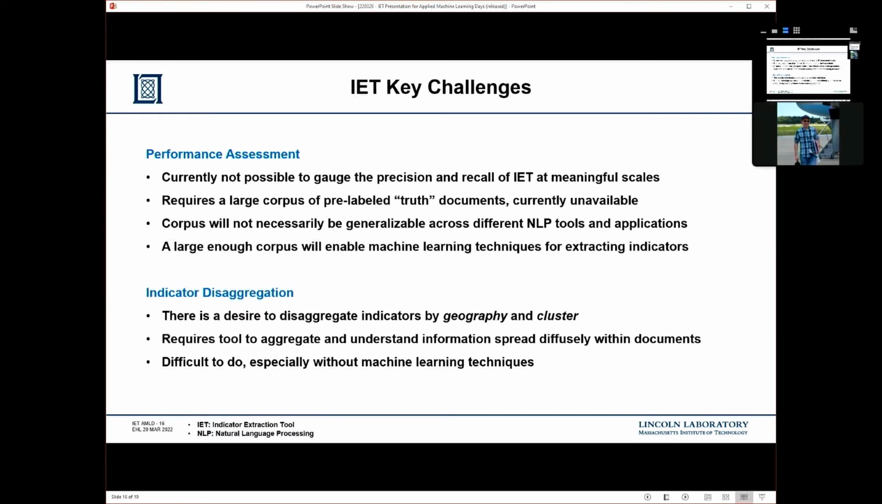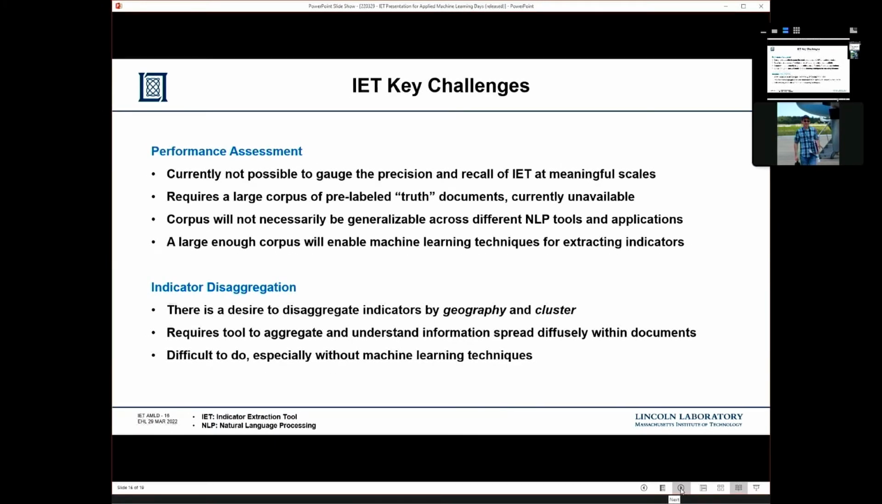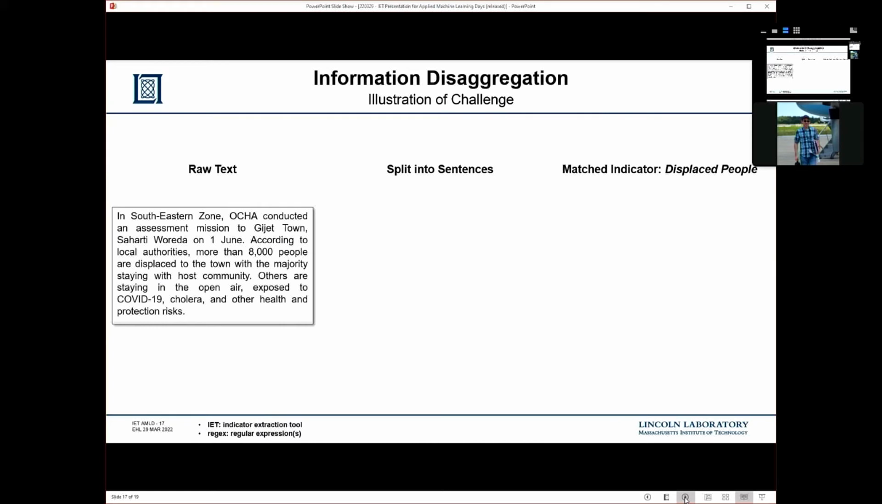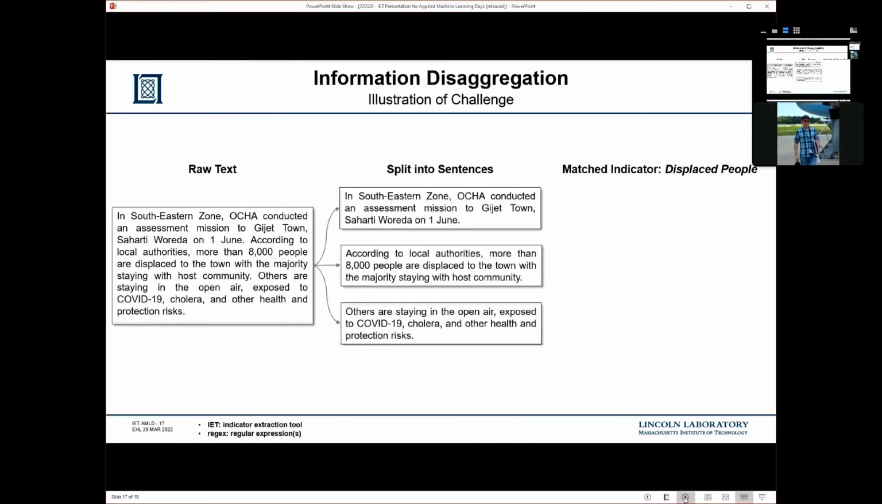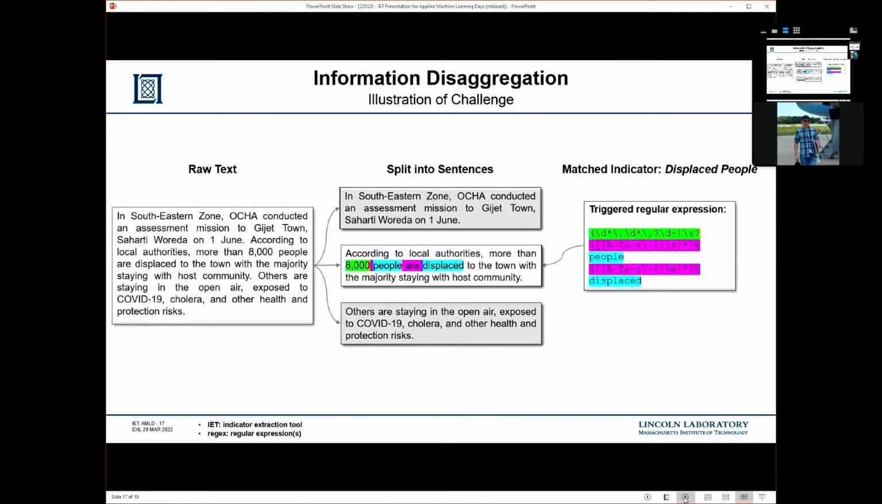The other thing that we would like to be able to do, but is currently difficult, is disaggregate the indicators based on geography and based on cluster. I'm going to explain over the next slide why this is difficult to do. It's the same example that I showed a few slides ago. This is that paragraph of text I showed a little while ago. Split that into sentences, and then we match this middle sentence against a particular indicator of displaced people, and then we extract that indicator. 8,000 people are displaced.